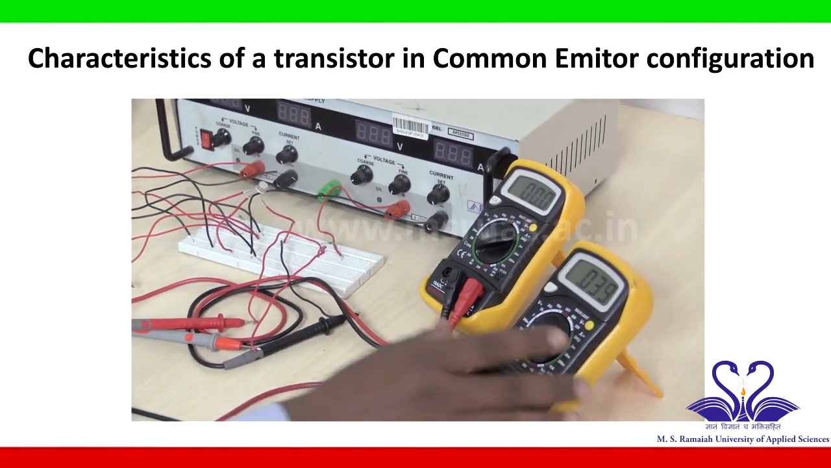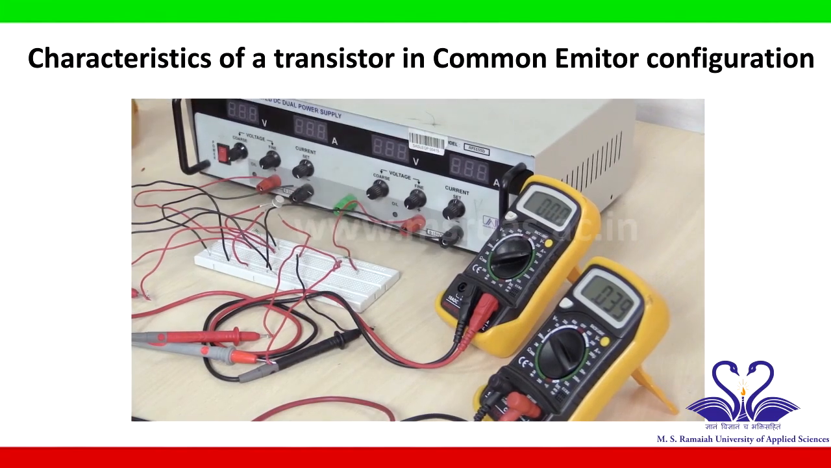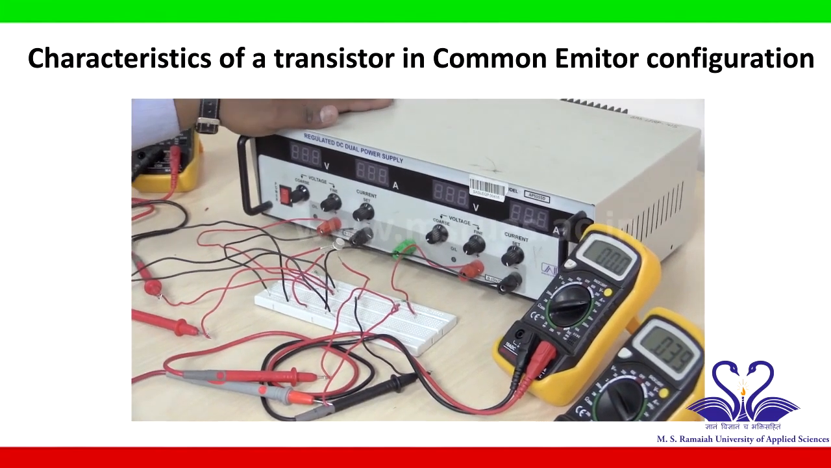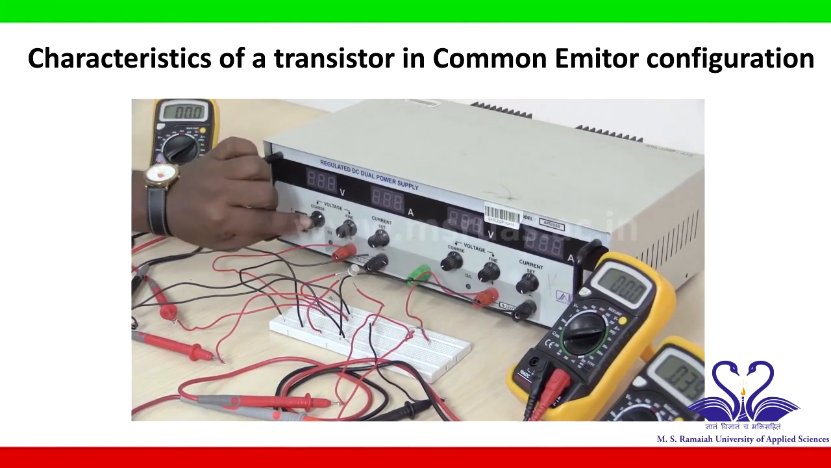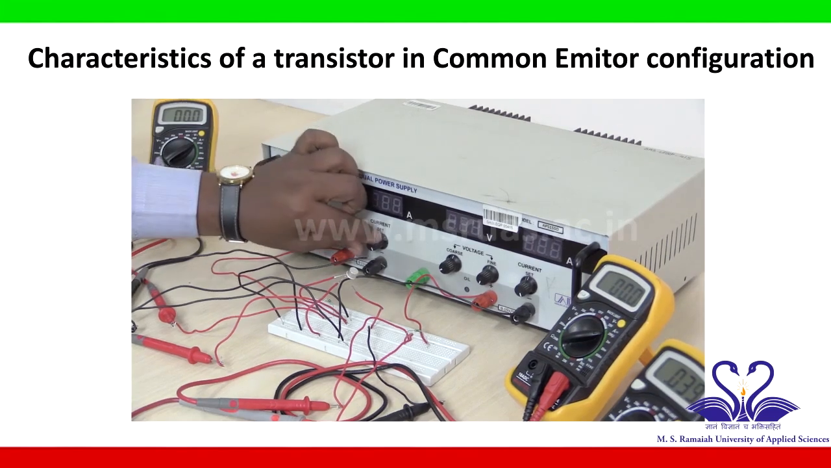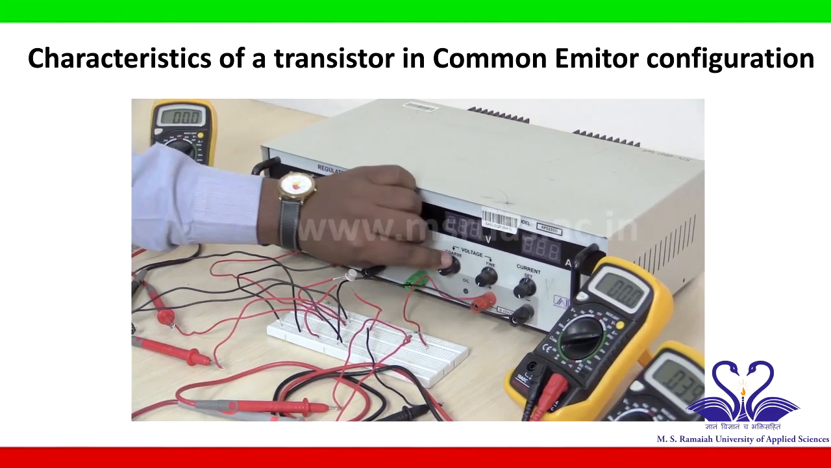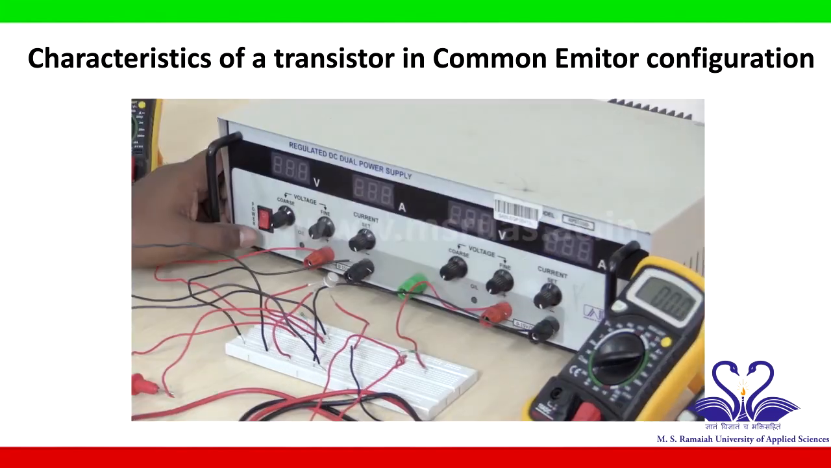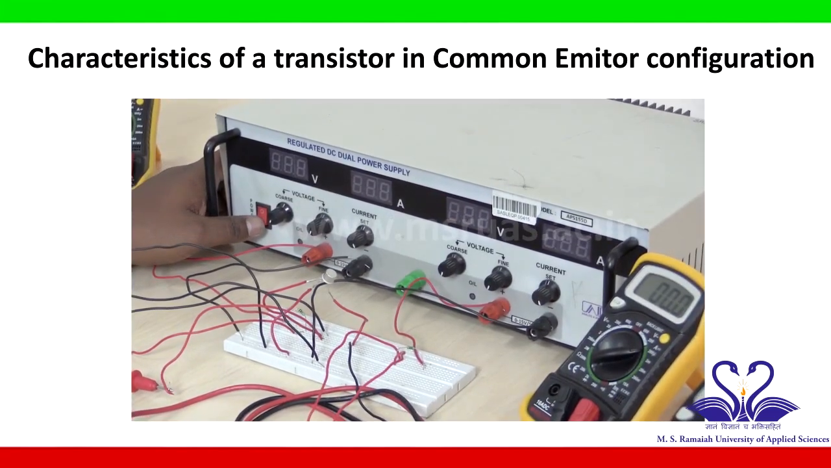So based on the procedure, first we have to make VCE, that is collector to emitter voltage, as 1 volt. To set this as 1 volt, we have to turn on the DC power supply. Before turning on the DC power supply, make voltage to a minimum value and current set to a maximum value for both voltage sources. Then turn on the DC dual power supply.